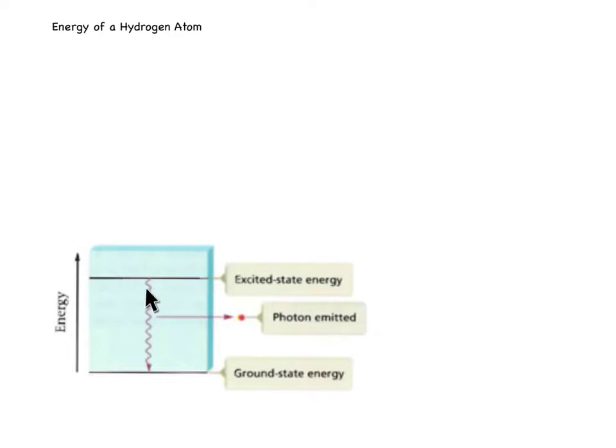It will eventually come back down to the ground state, but to do so, it must release energy. Think about a book falling from the top of a shelf. When it hits the ground, energy is released. As the electron falls back down to its ground state, energy is released, and it's released in the form of a photon. Sometimes we can see that photon, sometimes we can't.